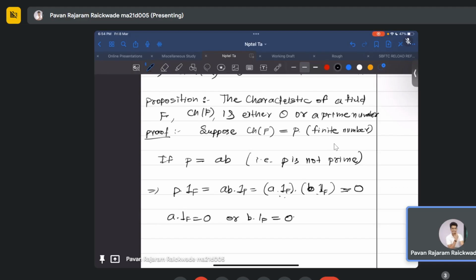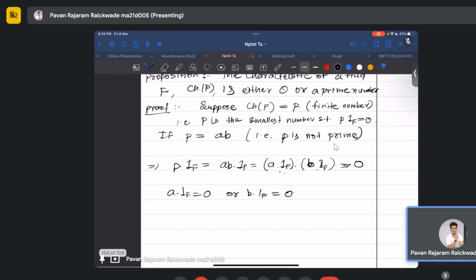So what do you mean characteristic is p? p is the smallest number such that when you add 1 p times you get 0. Such a smallest number is called the characteristic.